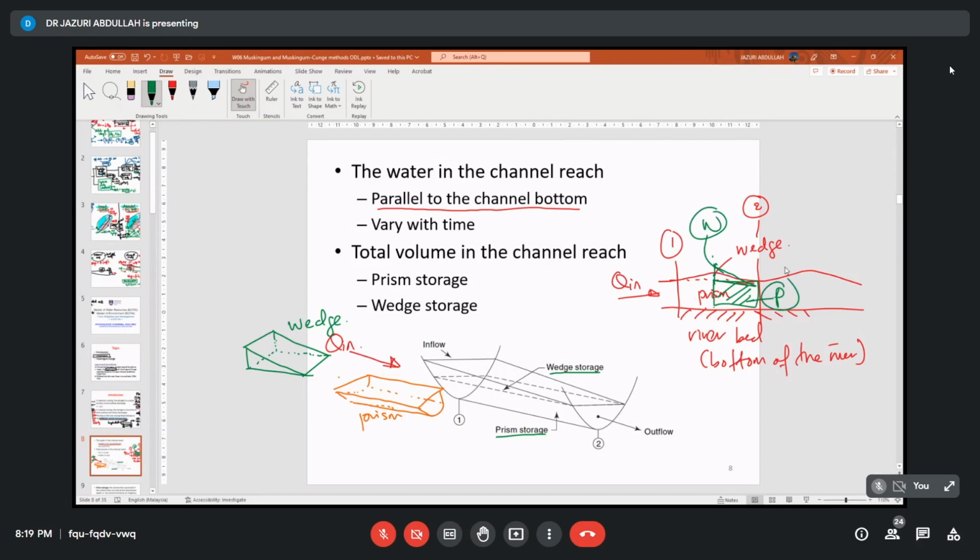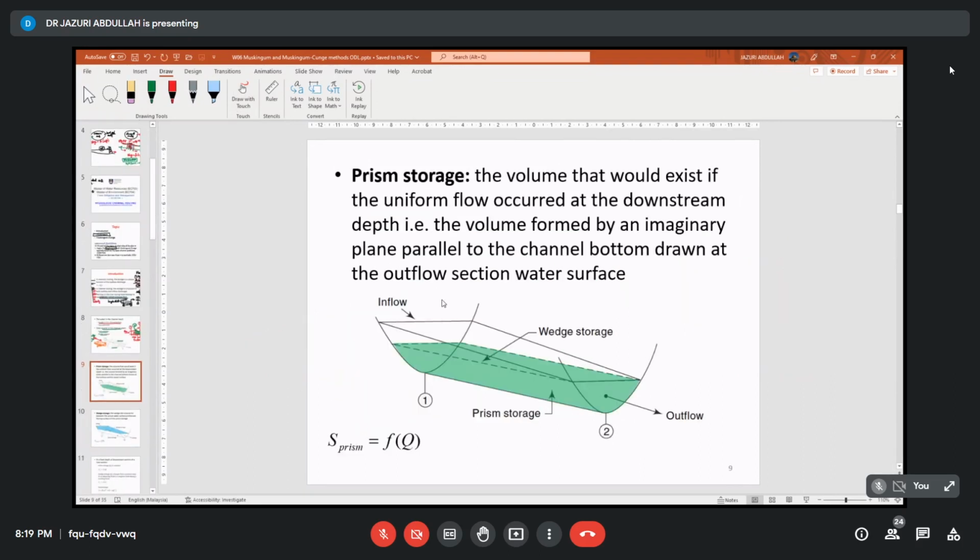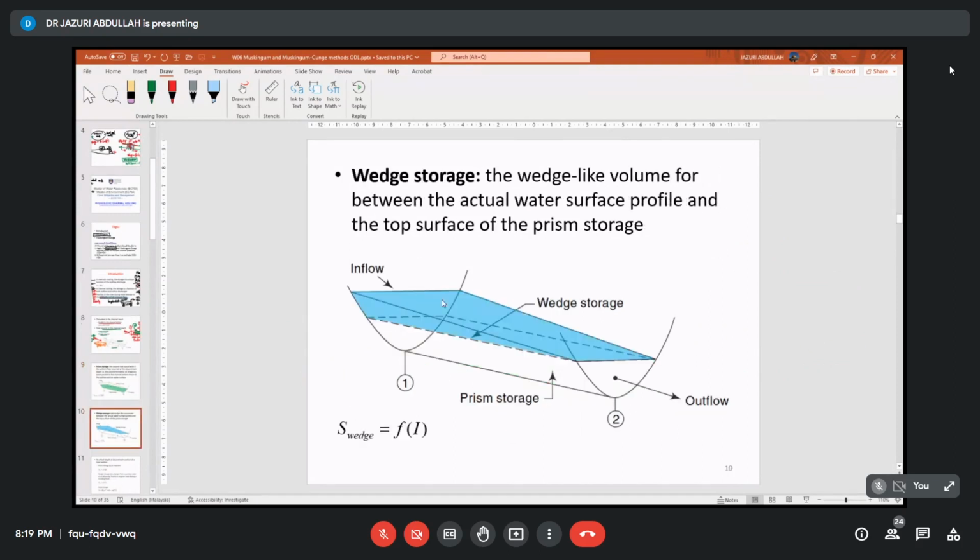We look from one section to another section. So this is what we look at as the total volume in the channel wedge. We look at it as the prism and also as the wedge. This is the better explanation on the prism, and this is the explanation on the wedge. So far okay? Anyone who asked me a question earlier?